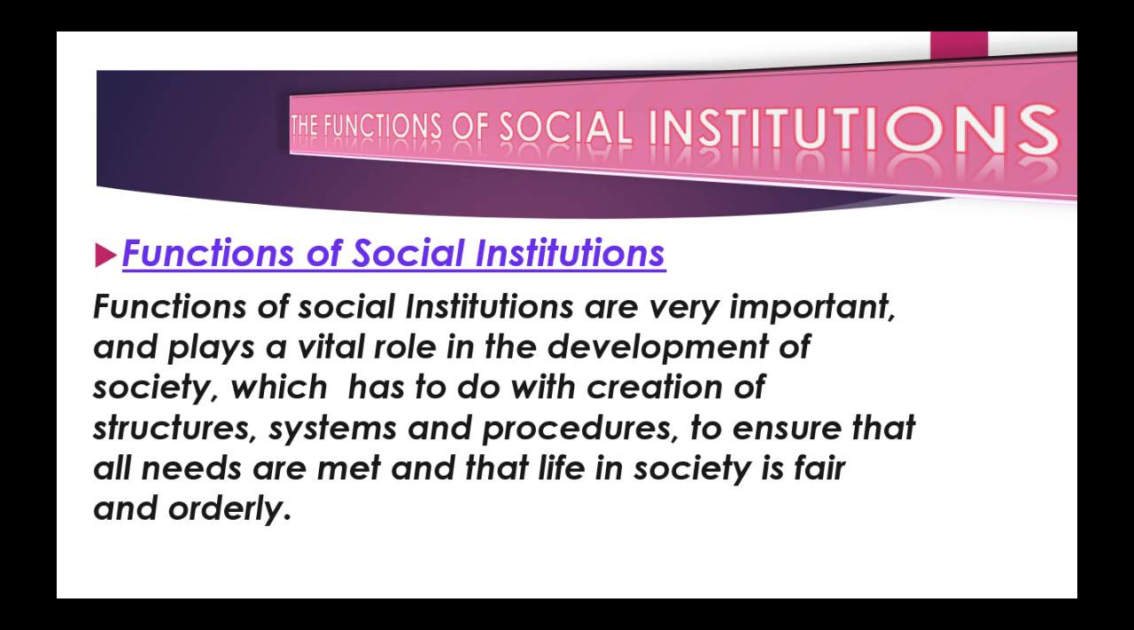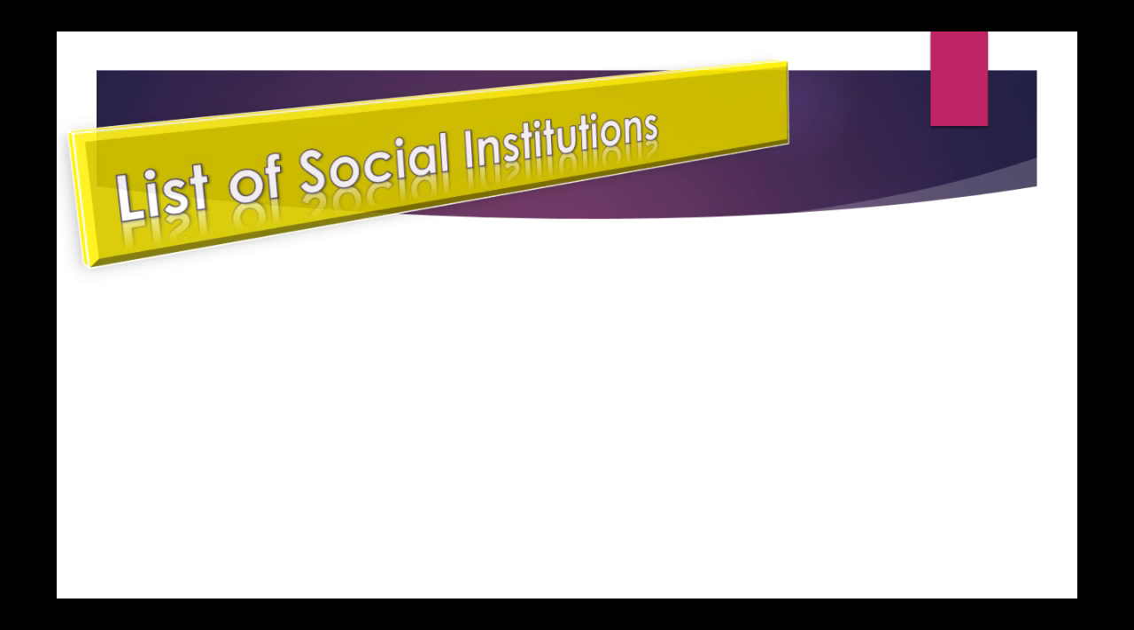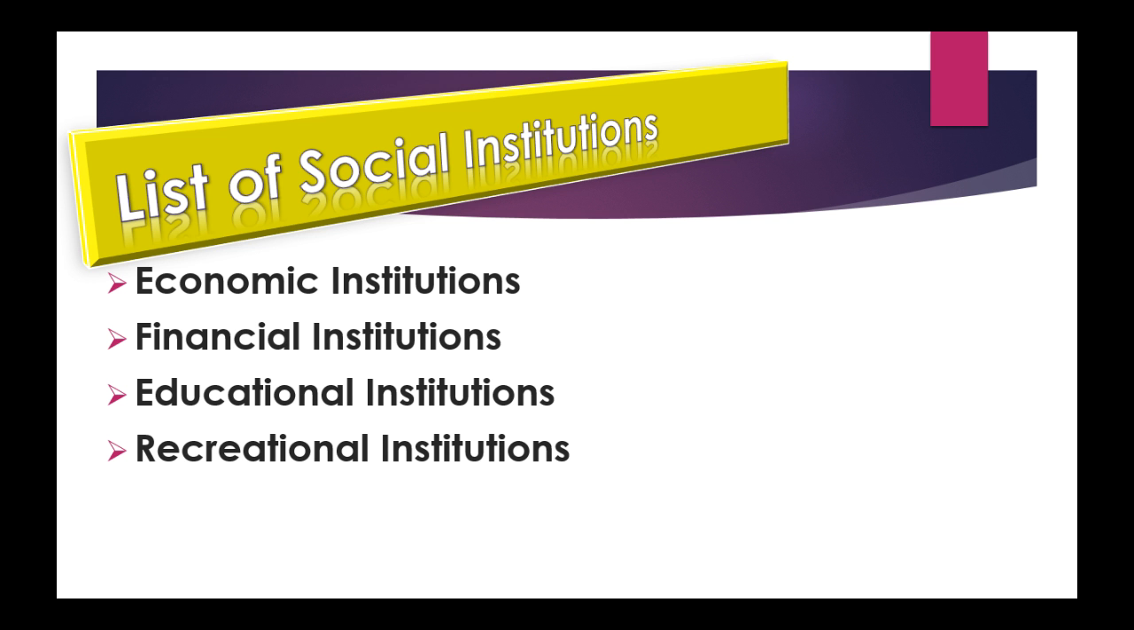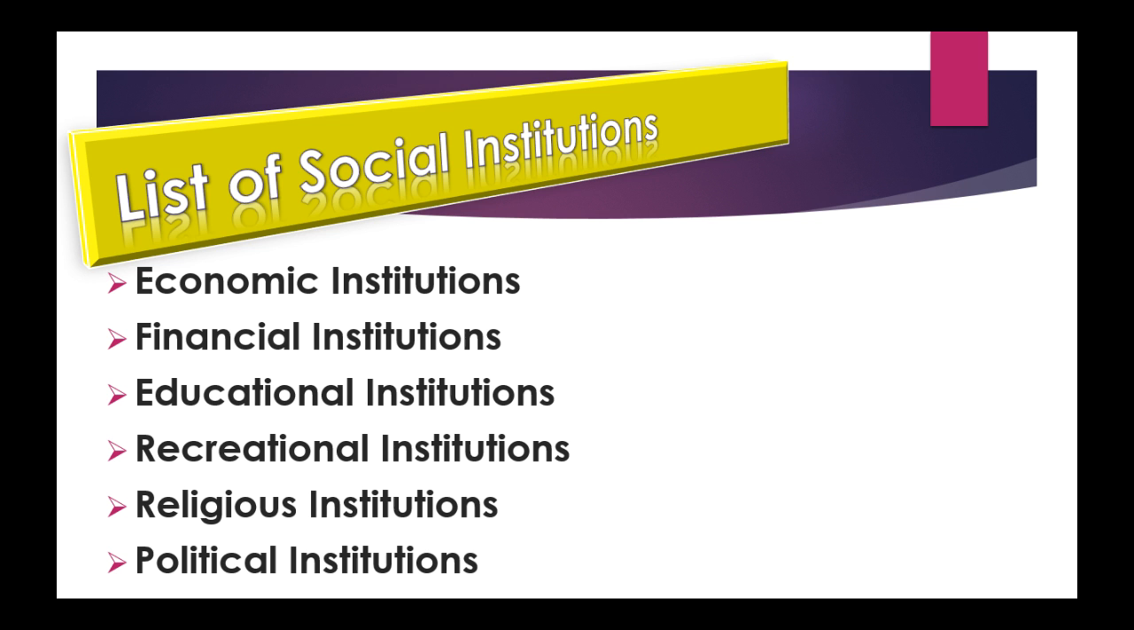So, we're going to look at the list of social institutions. First up, we have economic institutions. Secondly, financial institutions. Third, educational institutions. Fourth, recreational institutions. Fifth, religious institutions. And sixth, political institutions. We'll be looking at all these institutions in detail, so let's get into it.